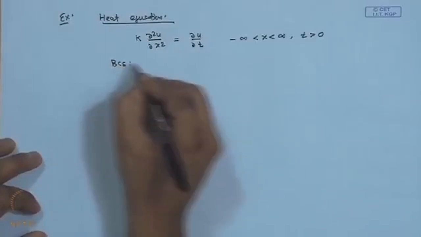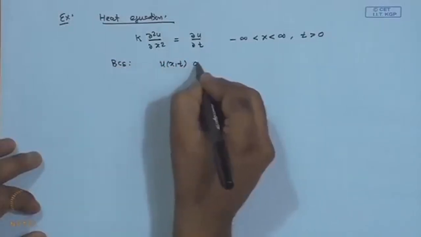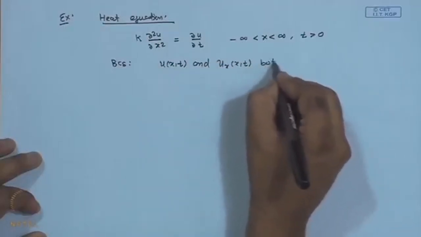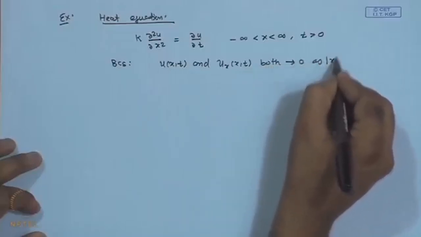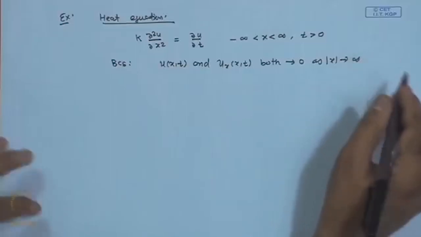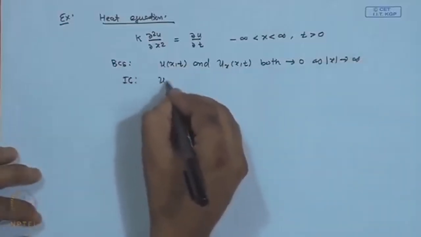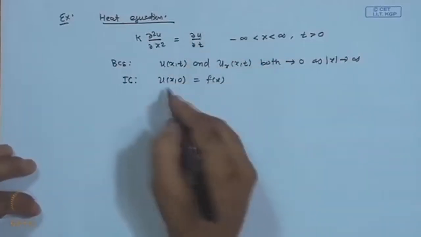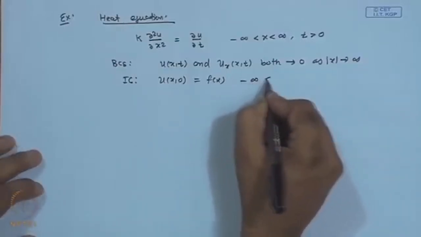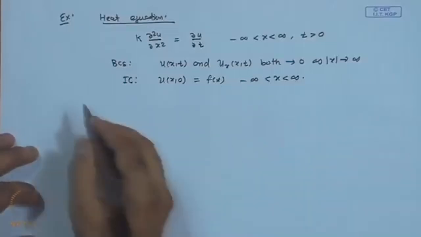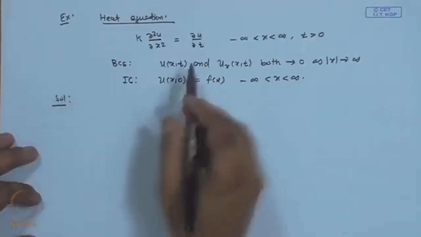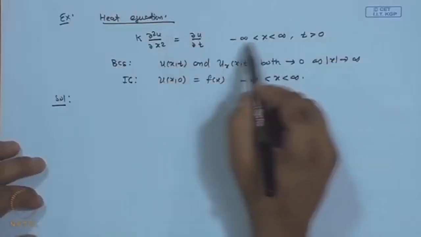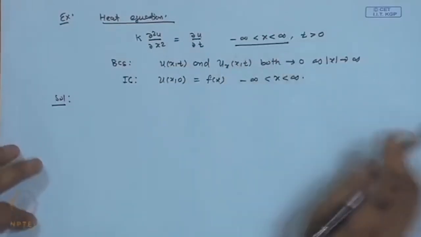The boundary conditions are given: u(x,t) and u_x(x,t) both go to 0 as the absolute value of x goes to infinity, and the initial condition is u(x,0) equals f(x). So, we have only the first derivative in time here, so only one initial condition, and x is from minus infinity to plus infinity. So, here the choice of the Fourier transform is clear. We will apply the Fourier transform because our variable is from minus infinity to plus infinity.